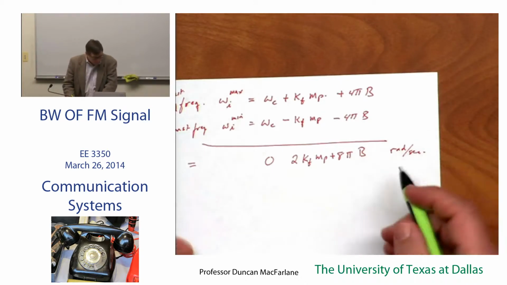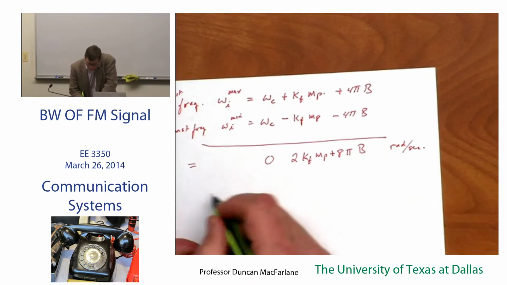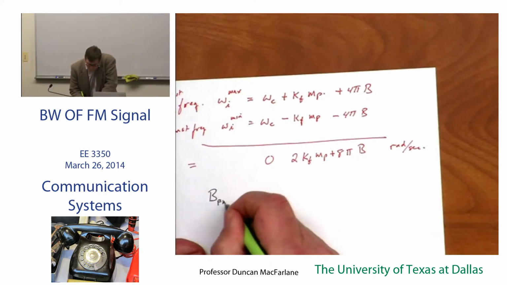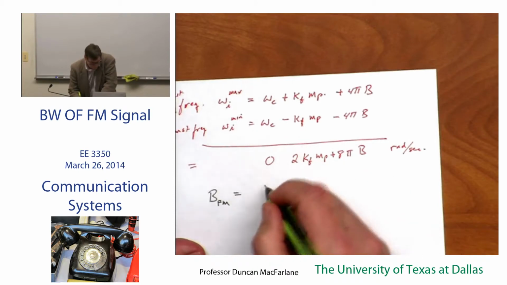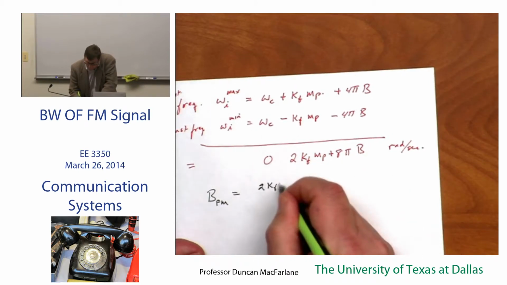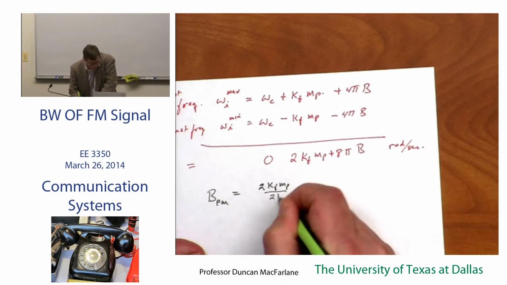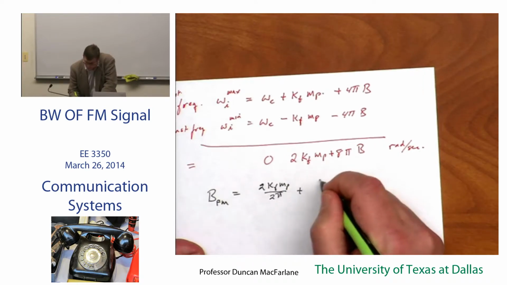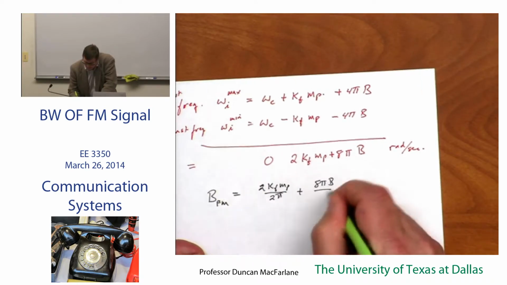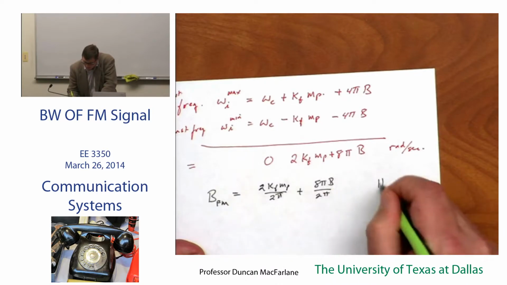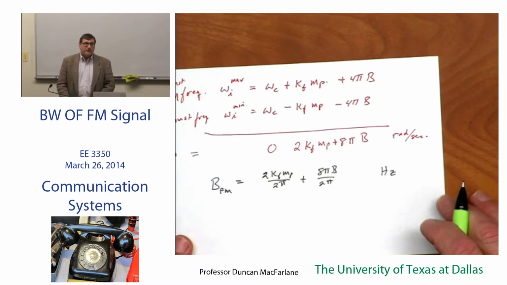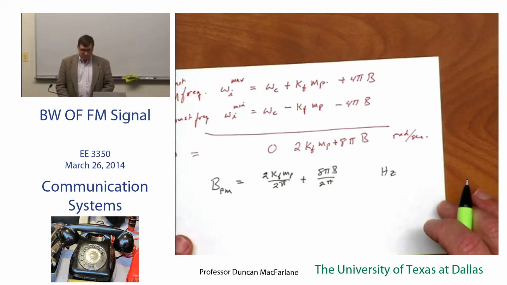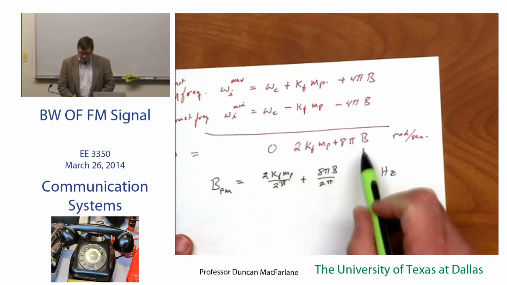All right, so let's do a couple of things. The bandwidth for the FM signal. And I want it in hertz, not in radians per second. So all I do there is I divide this by 2 pi.